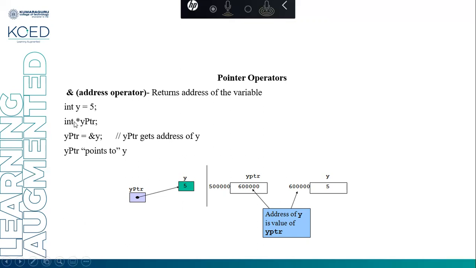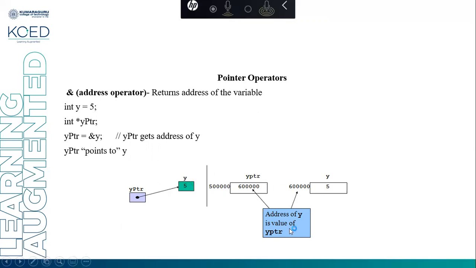I'm declaring a pointer variable, int *yPtr. You can give any name for a pointer variable. *yPtr is a pointer variable which is going to store the address of integer data. That is an integer pointer variable. What I am doing is yPtr = &y. So the address of y is stored in this pointer variable yPtr. So yPtr now points to the variable y.